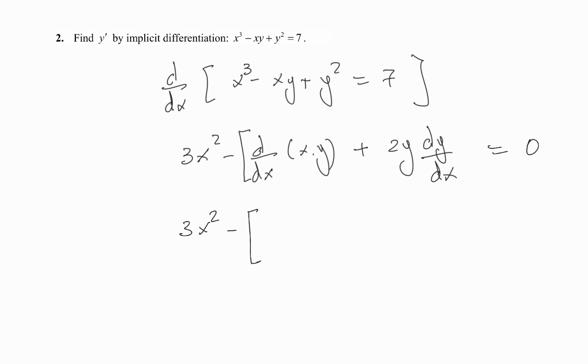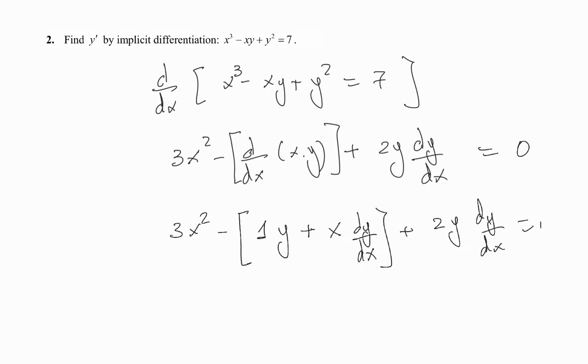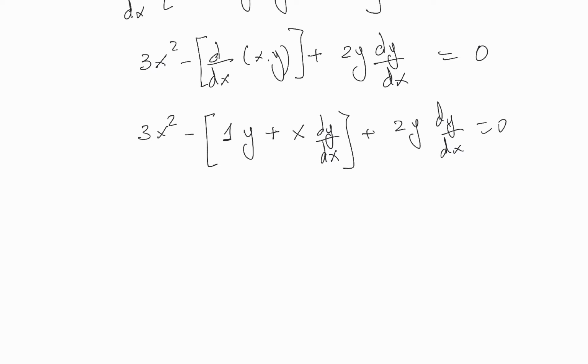So I'm going to develop this part, this product, x multiplied by y. The derivative of the first, the derivative of x with respect to x, is 1, multiplied by the second, y, plus the first, x, times the derivative of the second, the derivative of y with respect to x, plus 2y, the derivative of y with respect to x equals 0. So I have done the derivative with respect to x of the whole equation.